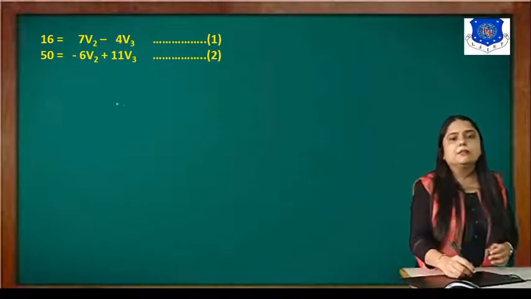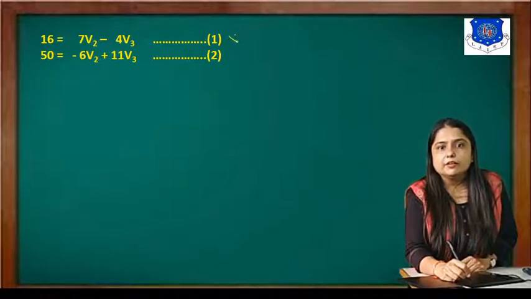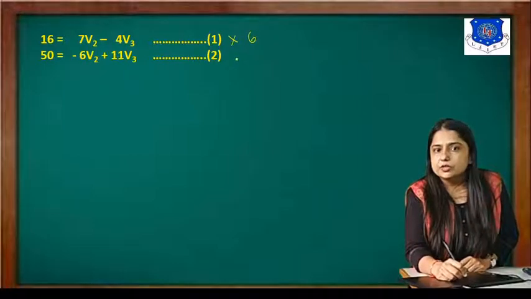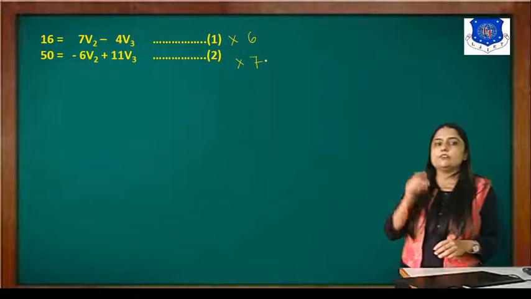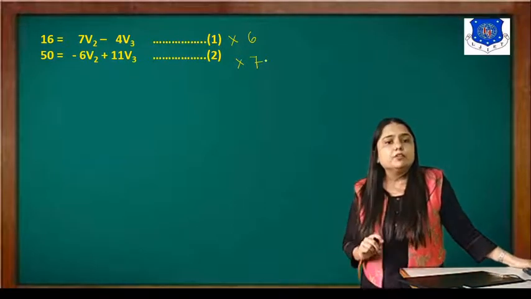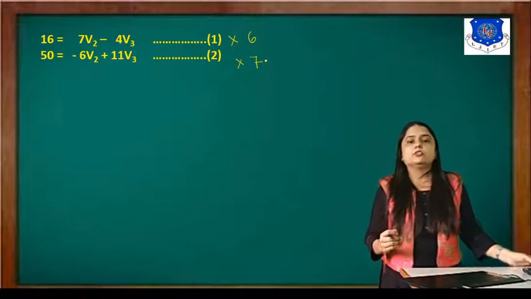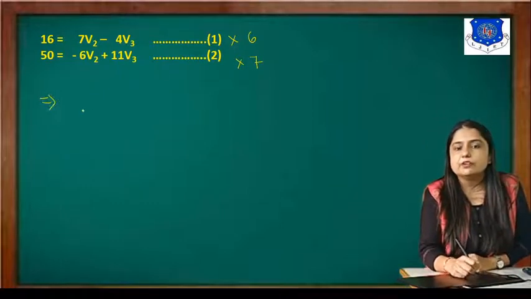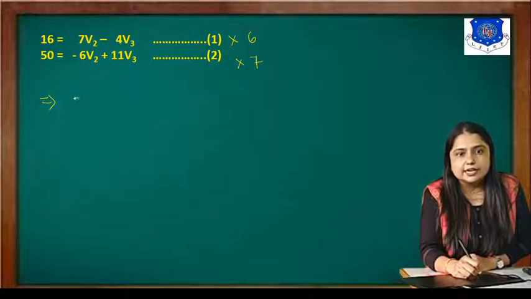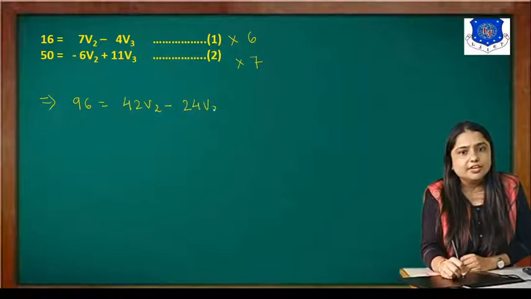And another method is to simply multiply. We multiply equation number 1 with 6 and equation number 2 with 7. When we multiply with 6 and 7, the coefficient of V2 will become the same, so we can cancel it out and we will get the value of V3. So when we multiply equation 1 with 6, 16 times 6 is 96, that equals 42V2 minus 24V3.